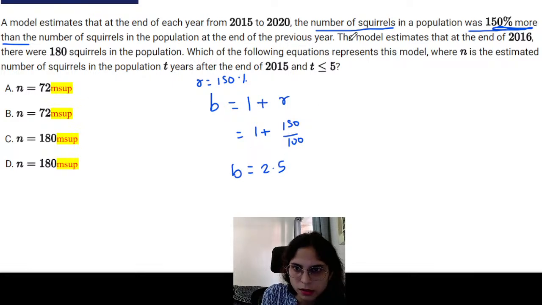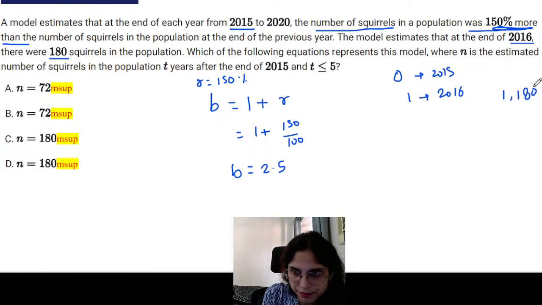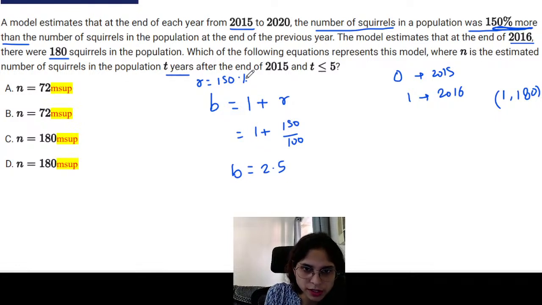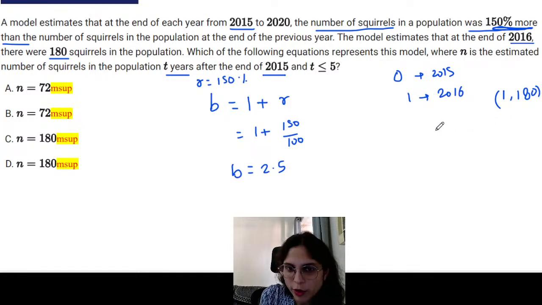The model estimates at the end of 2016 there were 180 squirrels in the population. So your 0 is 2015. So 1 is going to represent 2016. So the point is going to be 1, 180. Which of the following equations represent this model where n is the estimated number of squirrels in population t years after the end of 2015? That is, in 2016 the value of t is going to be 1. So now your a is not going to be 180. That is what we can see.